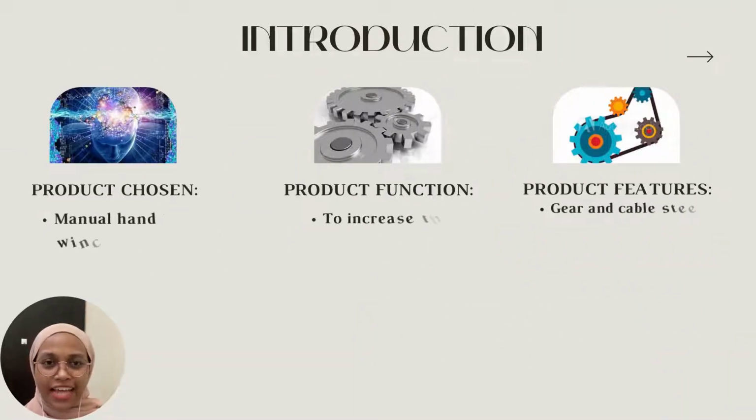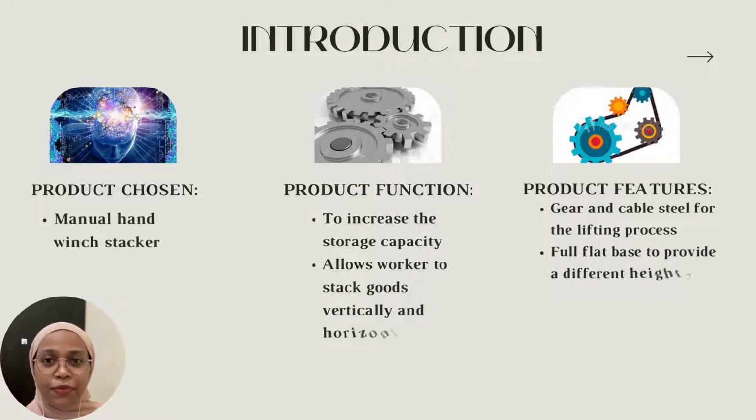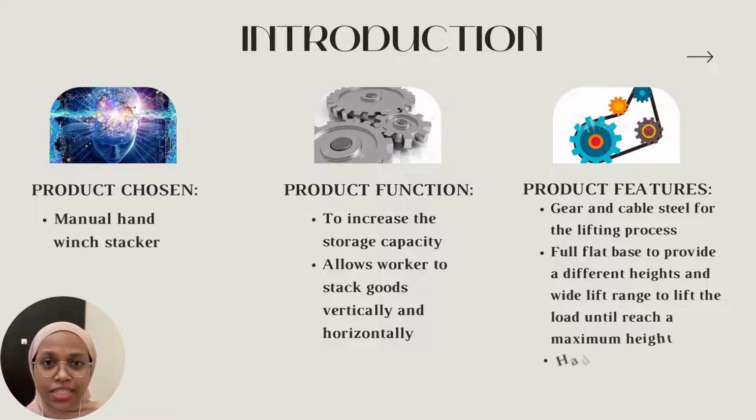For the introduction, the product that we have chosen for this project, specifically for the casting lab, is called the manual hand winch stacker. It is a redesigned version taken from the existing product in the market. Generally, the function of the hand winch stacker is to increase the storage capacity, allowing a worker to stack goods vertically and horizontally.